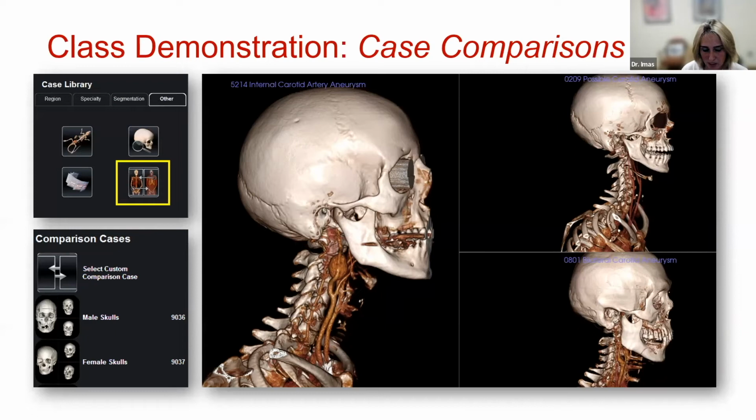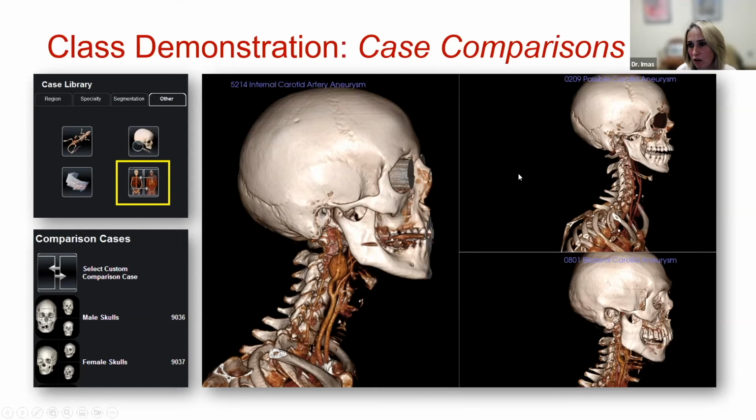The menu that you get after you click on the case comparison is in the lower left corner. A lot of those comparisons have been made for you by Anatomage. They've identified cases that likely have similar pathology, but potentially with different presentations. You can load those already built-in comparison cases, or you can select cases of your own choosing. That is actually what I have shown right here. I selected an internal carotid artery aneurysm in the largest panel on the left, and we're looking at the central image.